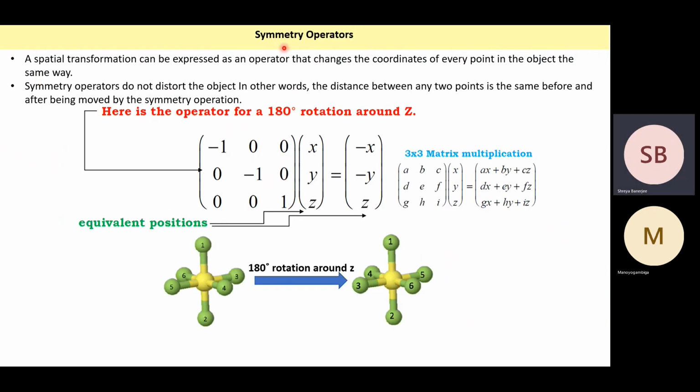So first we will talk about what symmetry operators are. A spatial transformation can be expressed as an operator that changes the coordinates of every point in the object in the same way. These symmetry operators will not distort the object. They will simply make the object undergo a spatial transformation such that the object is the same before and after the symmetry operation.